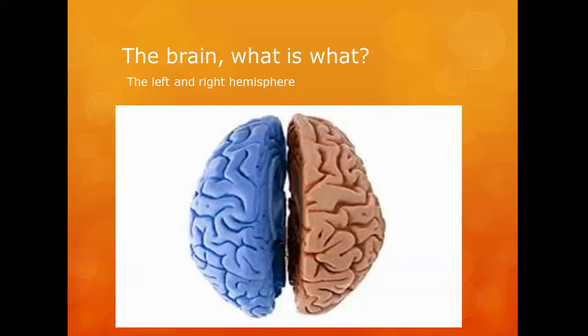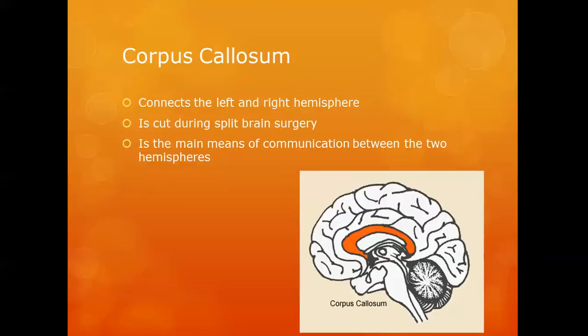But those two halves are connected by something called the corpus callosum. You can see here the corpus callosum is in orange, and basically that connects the left and right hemisphere. It can be cut during split brain surgery, which we'll learn about next week, which is often done in epileptic patients, and that does have some side effects. Like I said, we'll talk about that next week. This corpus callosum is basically the main means of communication between the left and right hemisphere. Again, I'll show you this on a model during class as well.